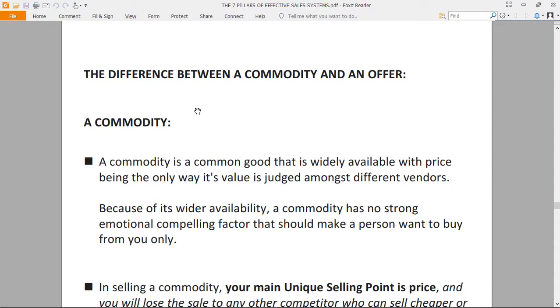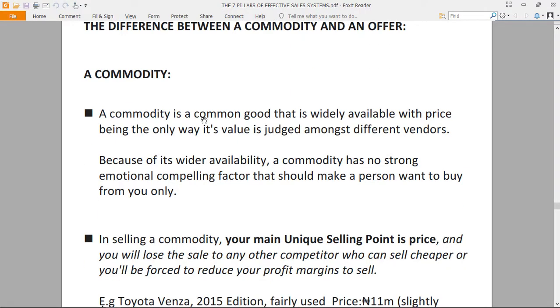When price is the only unique selling point, you are forced to hurt your profit margins in order to make it compelling. That's the problem with selling a commodity, something that is widely available, that you can get from different places, and the only unique selling point is price. It's a problem. And this is what a lot of us do when we started. This is what I did, because I did not understand there was something else called an offer.